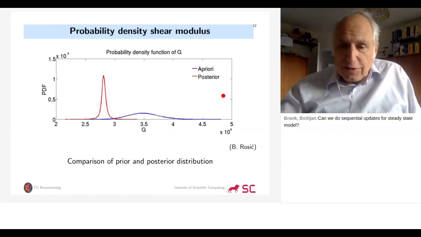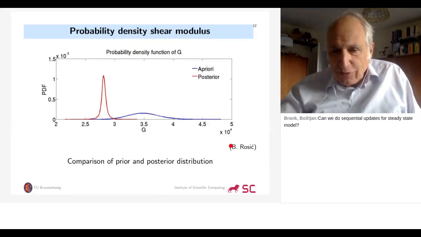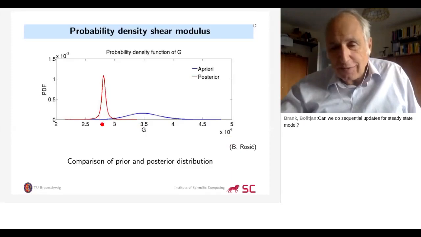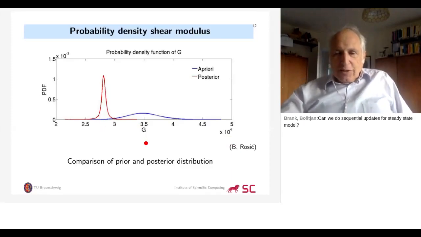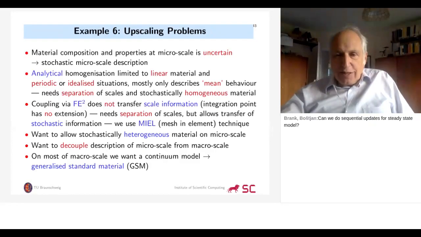So this is now in terms of probability densities. This was the prior, and the posterior turns out to be this. It happened to be 2.7 times 10 to the 4. I think that's the model for steel. Good. So this is how Bayesian updating works for this example.